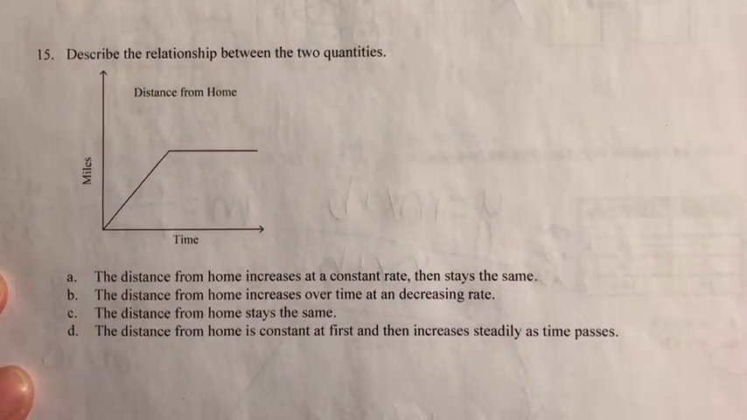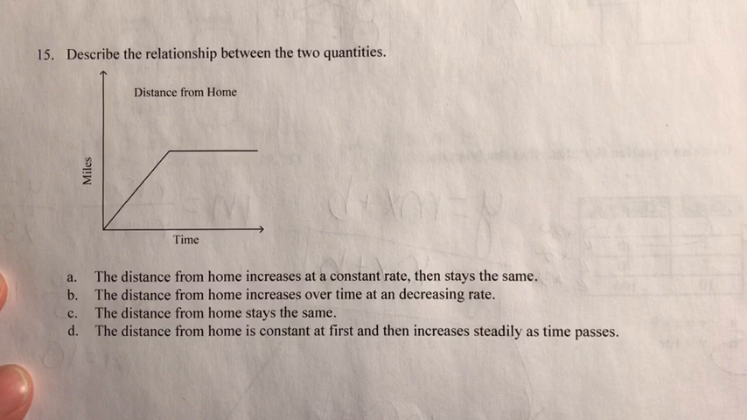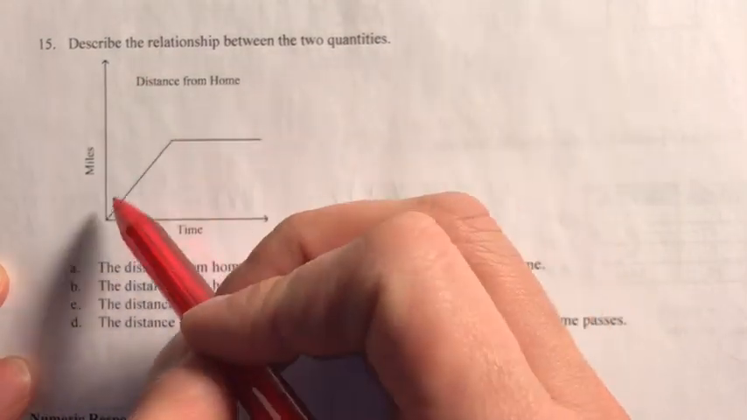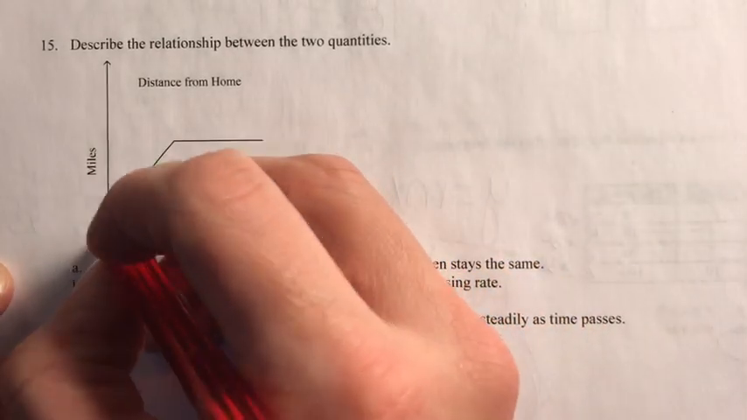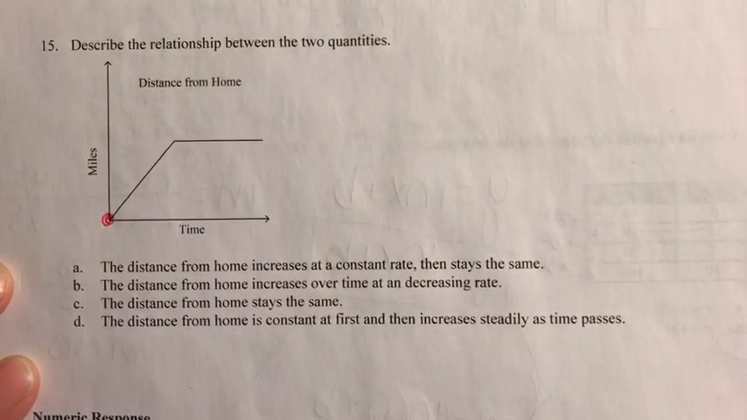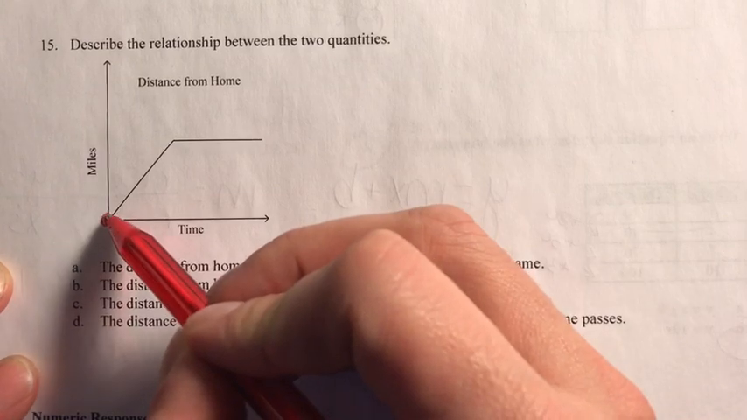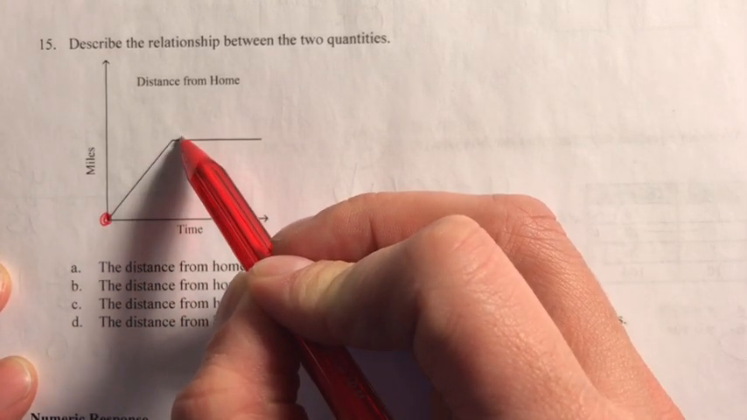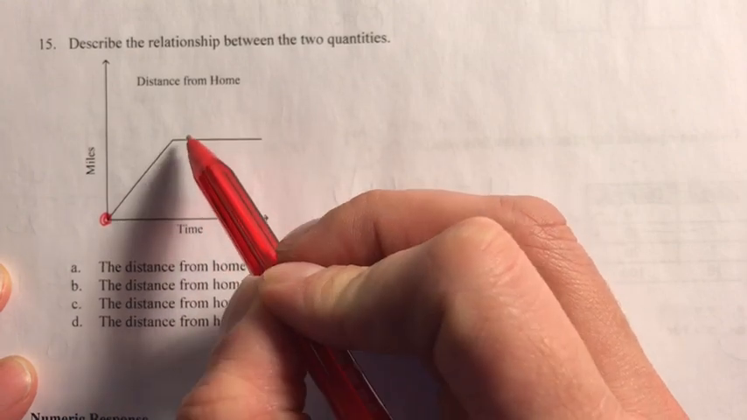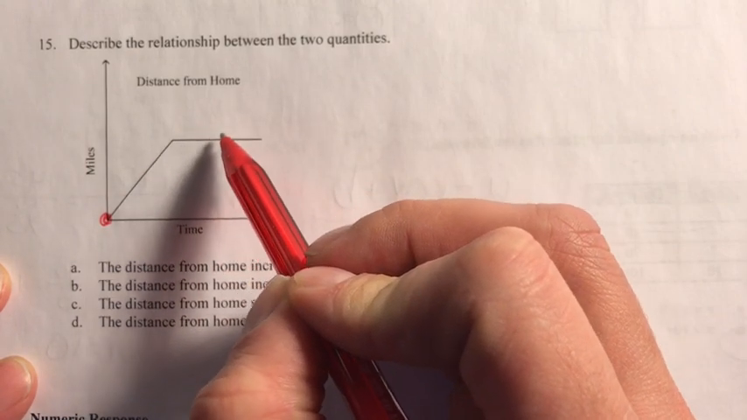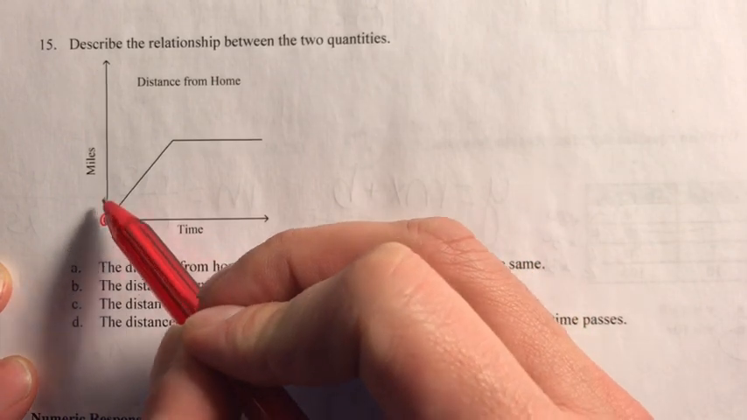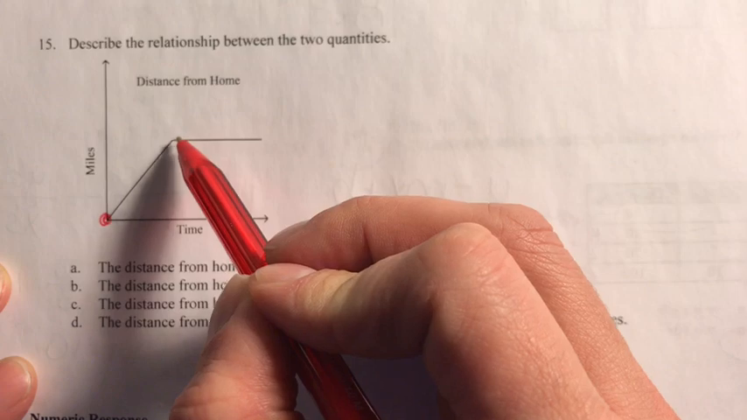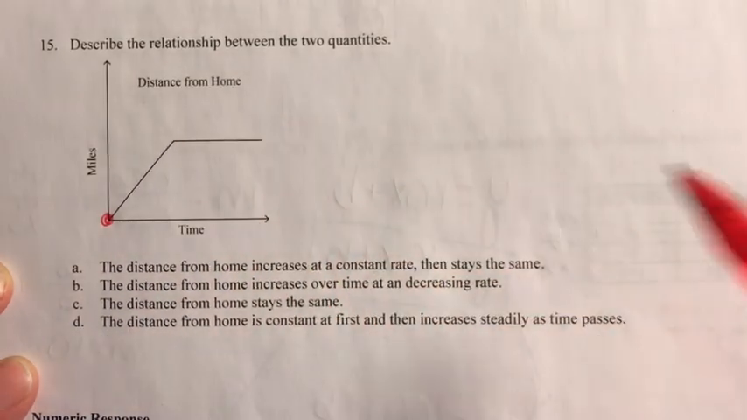All right, describe the relationship between the two quantities. Looks like we have distance from home. These are miles, and this is time. This is when everything begins. So as time goes on, I'm driving further away from home, and then as time goes on, I'm the same distance away from home. What this means is I'm driving away from home, and then I'm stopped. So let's see what we have.